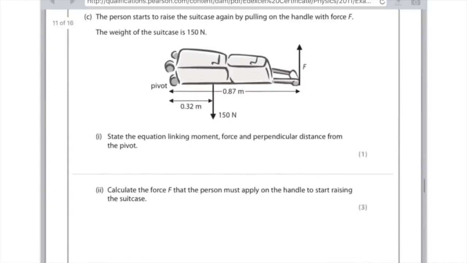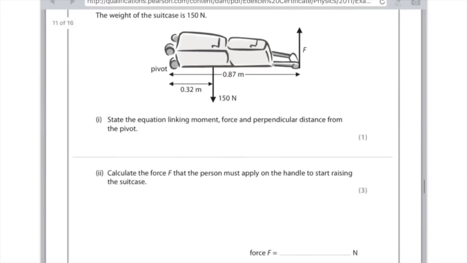C, the person starts to raise the suitcase again by pulling on the handle with force F. The weight of the suitcase is 150 newtons. State the equation linking moment, force, and perpendicular distance. So remember, moment equals force times perpendicular distance. Now we need to calculate the force that the person must apply on the handle to start raising the suitcase.